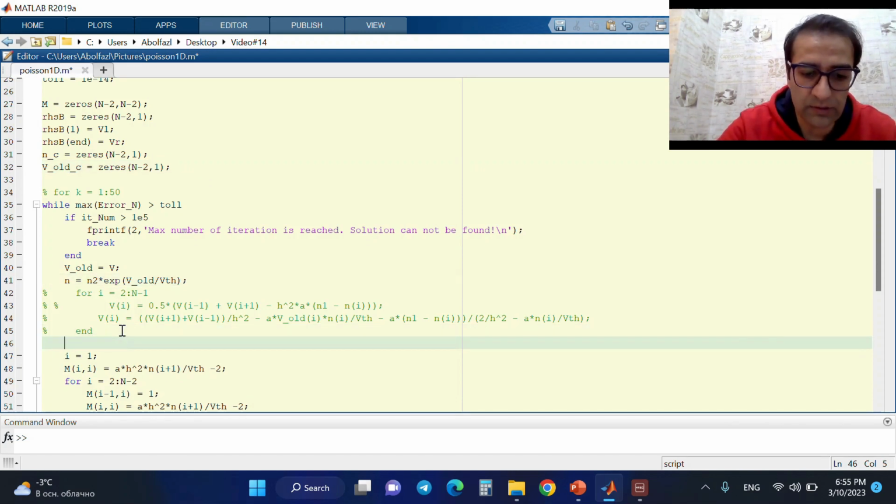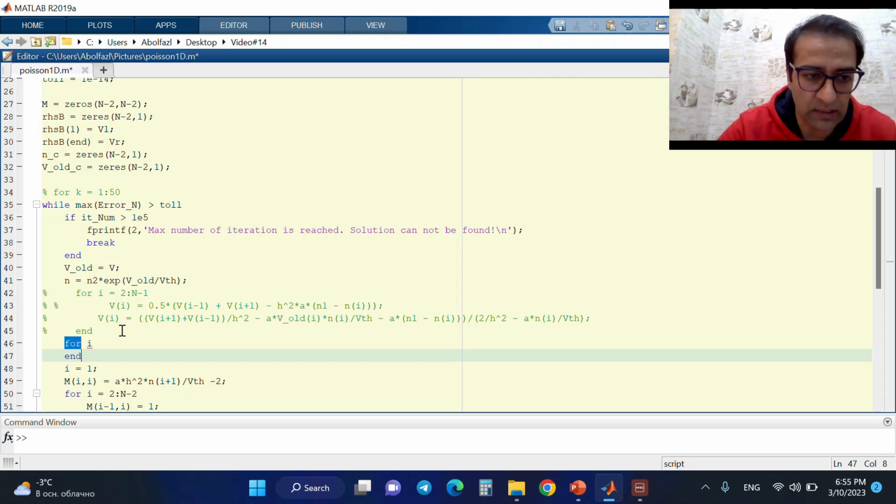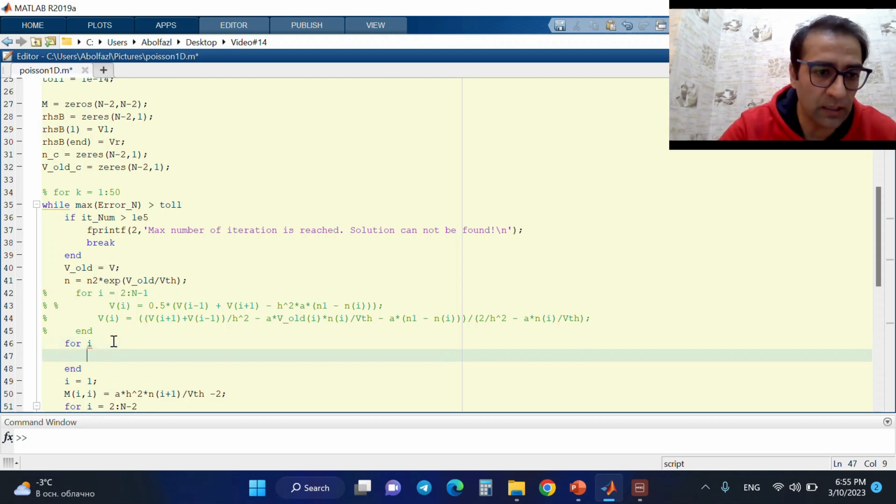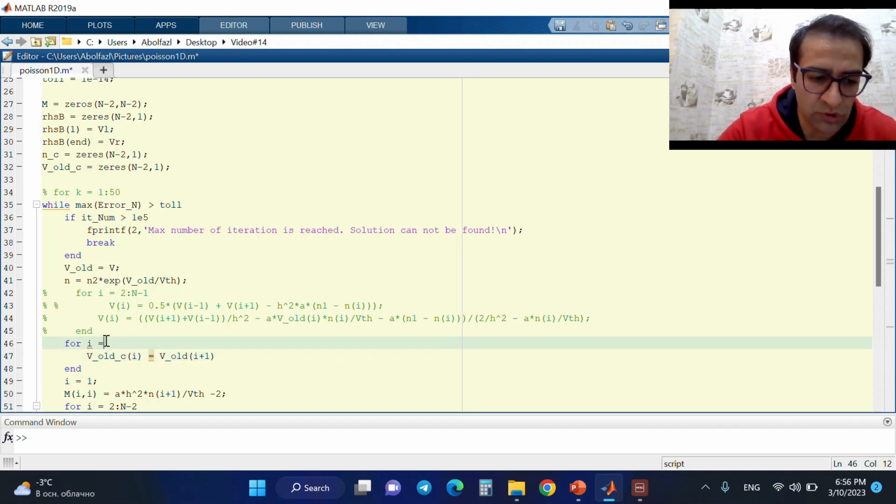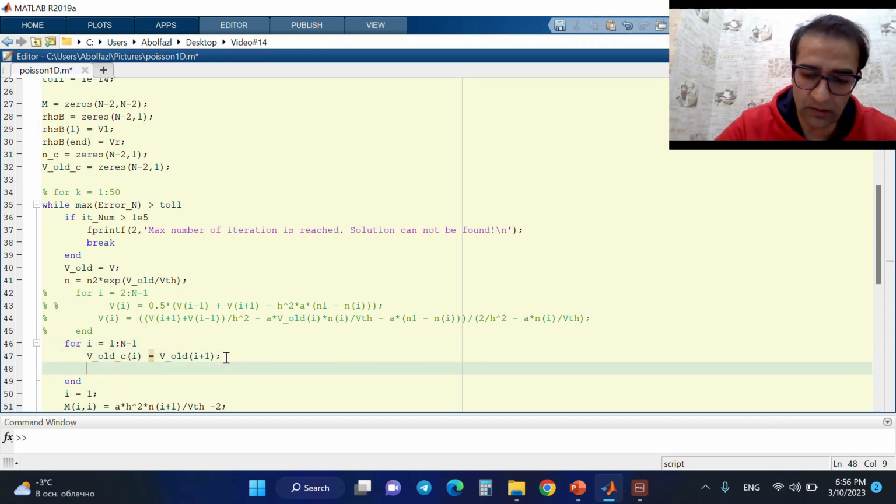I need to define another loop for I from something to something, and I need to assign V underline old underline C I should be V underline old I plus 1. It means that I should change from 1 until n minus 1. When I is 1, we give V old 2 to V old C1. Yes, correct.